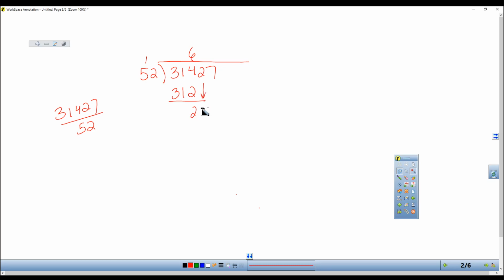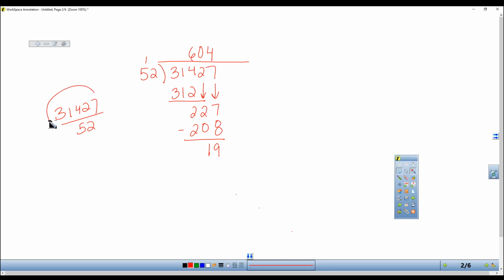You'd bring down 2. And when 52 didn't go into 22, you'd bring down again, but you'd have to hold this spot. You'd have to know that that was a 0. And then you'd be asking yourself, how many times 52 goes into 227, which is 4 times. 4 times 2 is 8. 4 times 5 is 20. And you're left with 19. Because again, even though most people don't bother to write it, you are subtracting there.